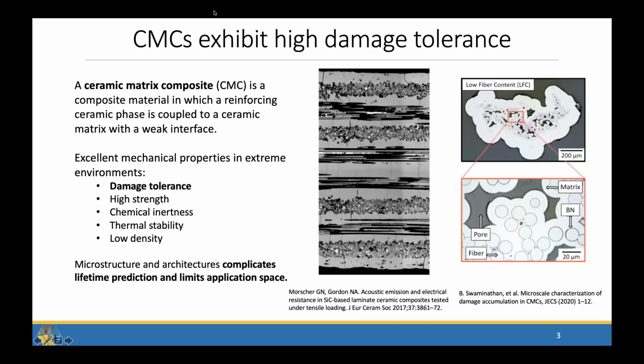So the way that they're constructed, they are this composite material, and you have this reinforcing ceramic phase, these ceramic fibers, which you can see in this micrograph, coupled to a ceramic matrix with a weak boron nitride interface. The actual composites that are used in testing and in service look pretty ugly. So this is the example of the one that we're working with now, and you'll see a lot of pores. This is typical for a CMC in some ways.